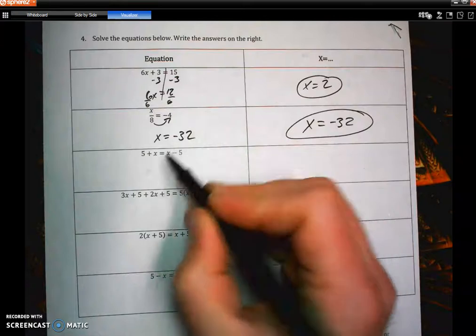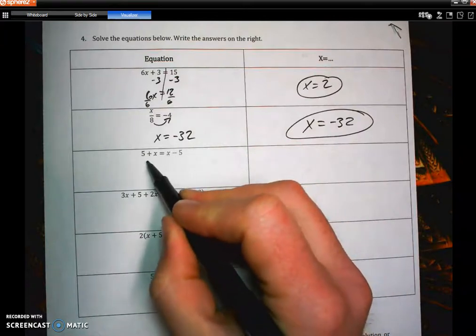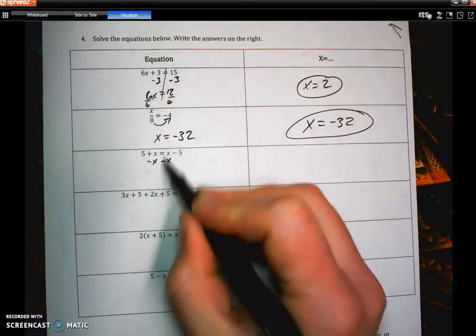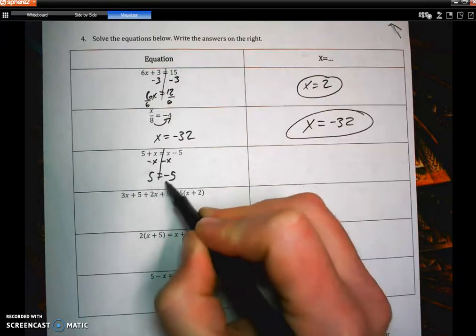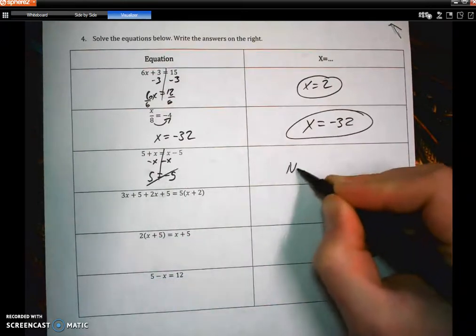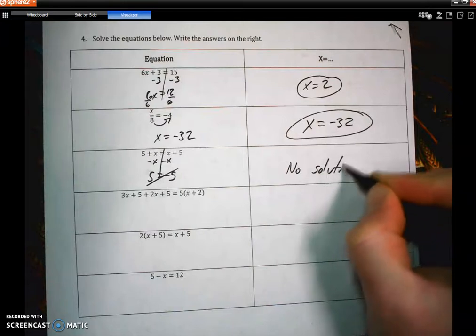Good. Okay, so solve for x here. So I'm going to subtract x from both sides, right? And then I'm left with 5 equals negative 5. Well, 5 does not equal negative 5. That doesn't work. There's no solutions.